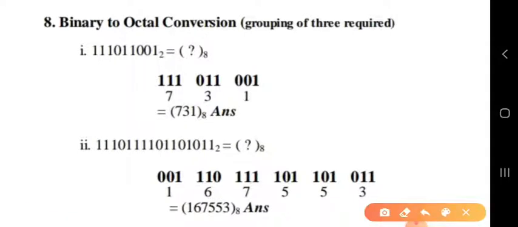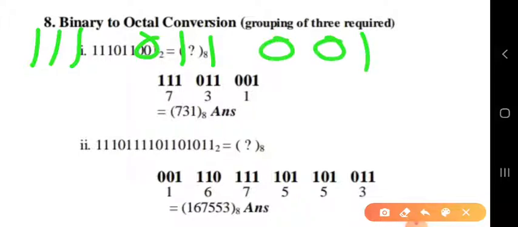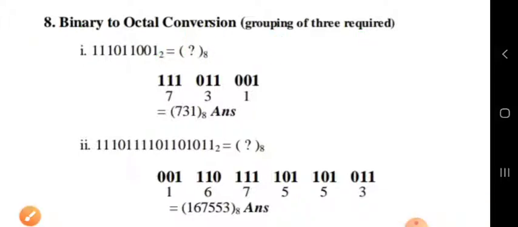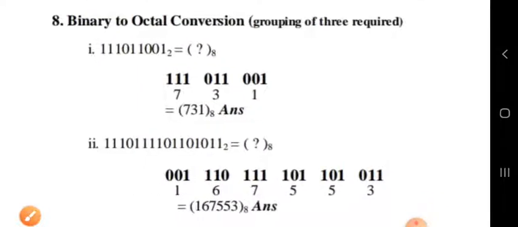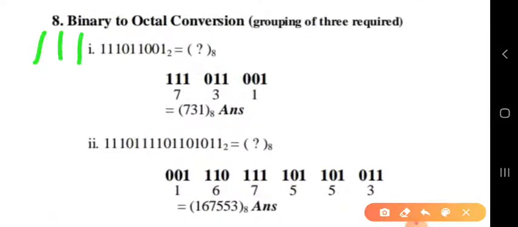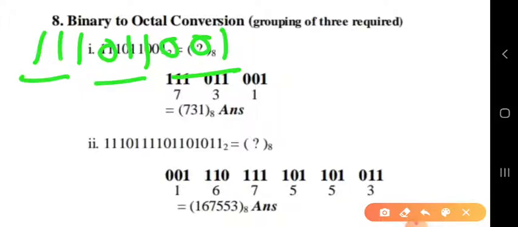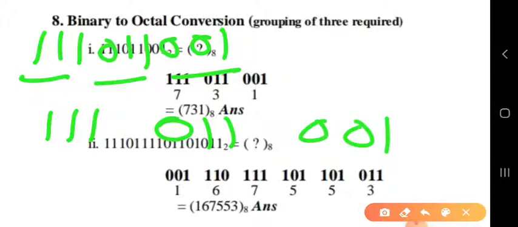Here a number is given: 1 1 1, then 0 1 1, then 0 0 1. Whatever number is given, see, 1 1 1 0 1 1 0 0 1. This is the number given in the example. Now you separate it by making groups of 3. That means like this: 1 1 1, then 0 1 1, then 0 0 1.